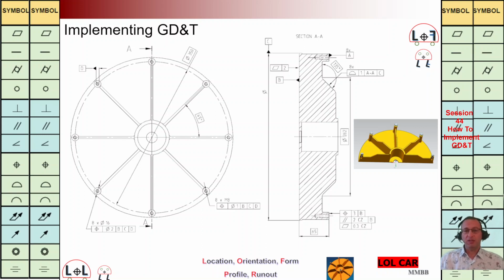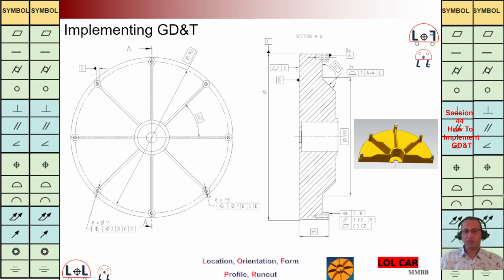Today we're going to implement GD&T for this component. In the last session we talked about reference features: reference planes A and B and reference axes C and D. Now we are going to implement GD&T.